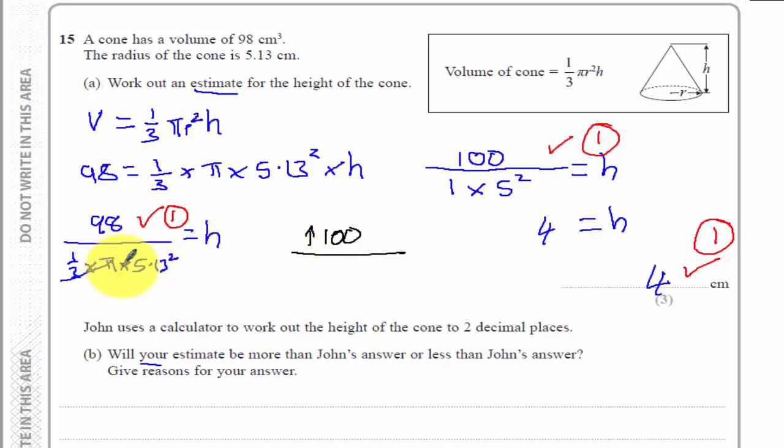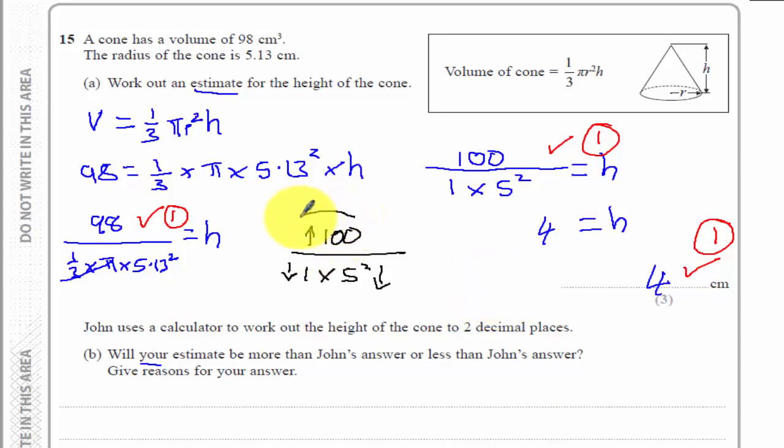divided by a third of pi. Well, pi is 3.14, so actually my 1 was slightly less. A third of 3.14 will be more than 1, times, and I made 5.13 squared 5 squared, so that was slightly less as well. So I've rounded, I've made the numerator bigger and the denominator smaller. As you divide by a smaller number, you'll get a bigger answer. So for example, 100 divided by 10 is 10. If I make the number I'm dividing by smaller, so 100 divided by 5, that's 20. As you divide by a smaller number, you get a bigger answer.